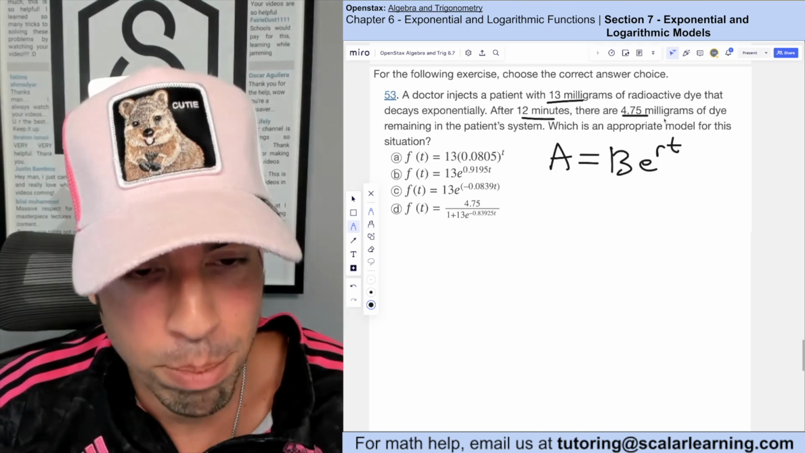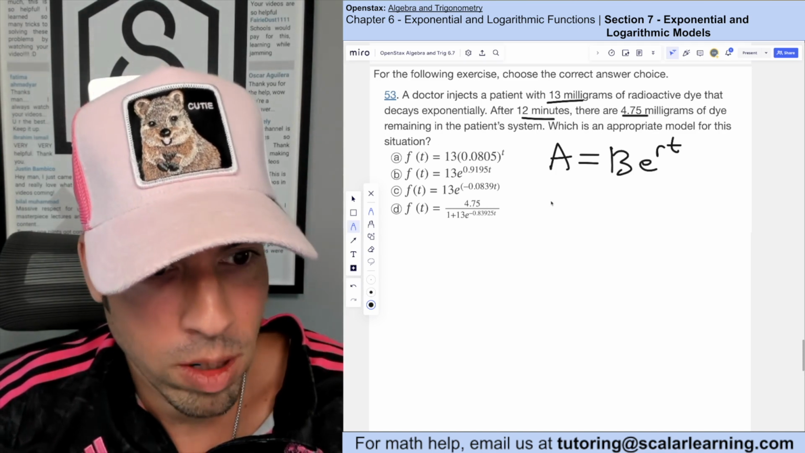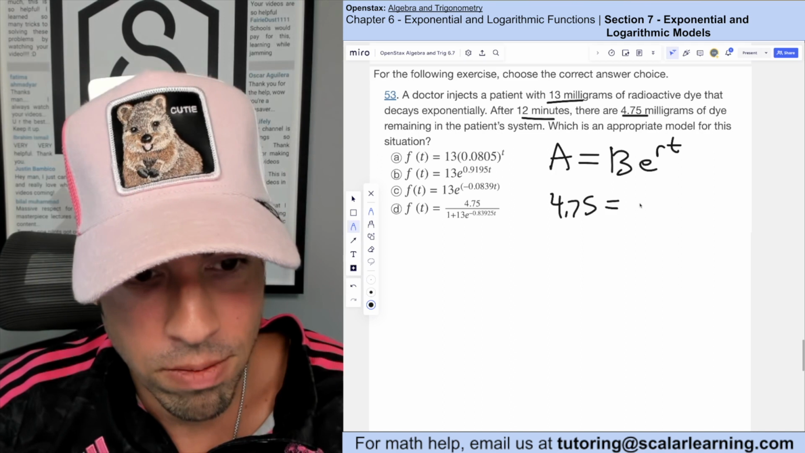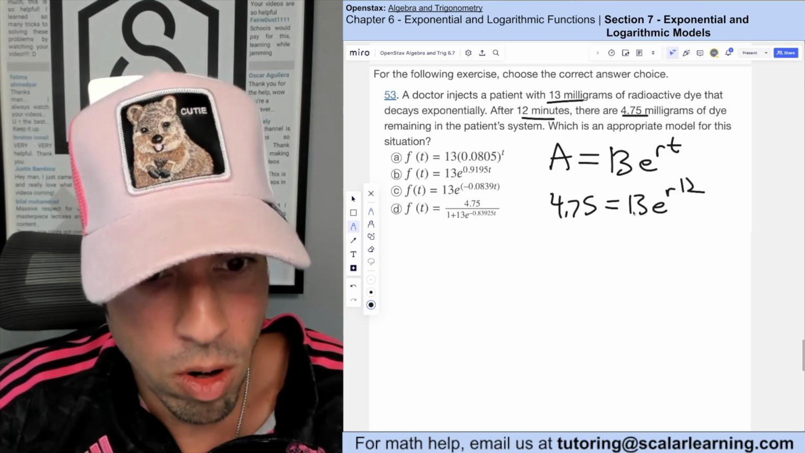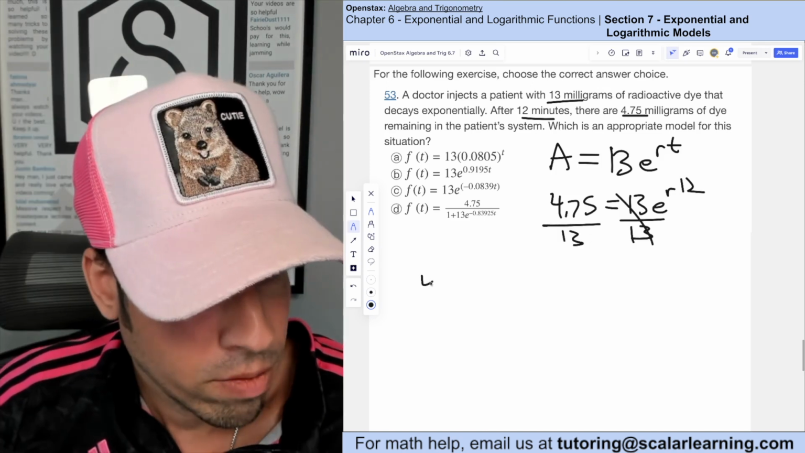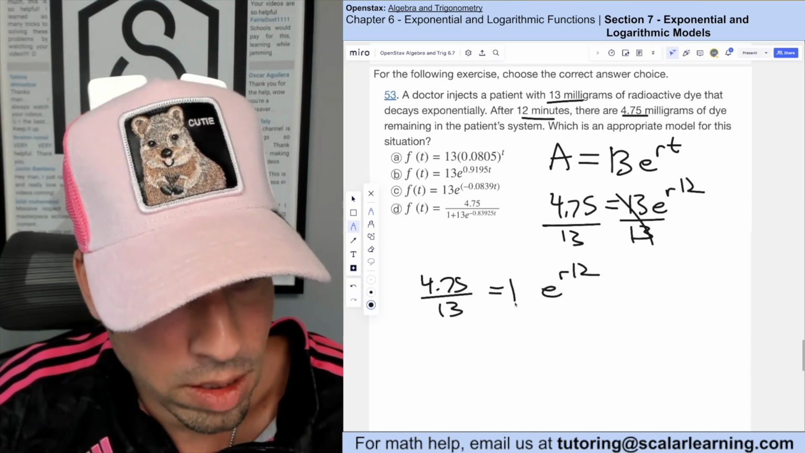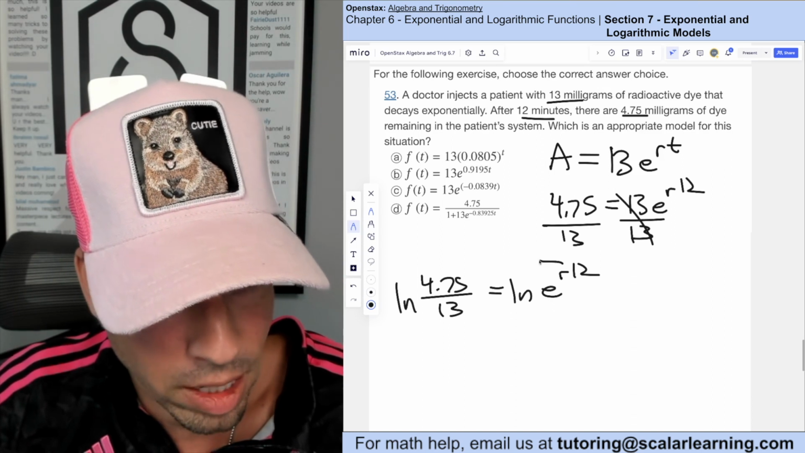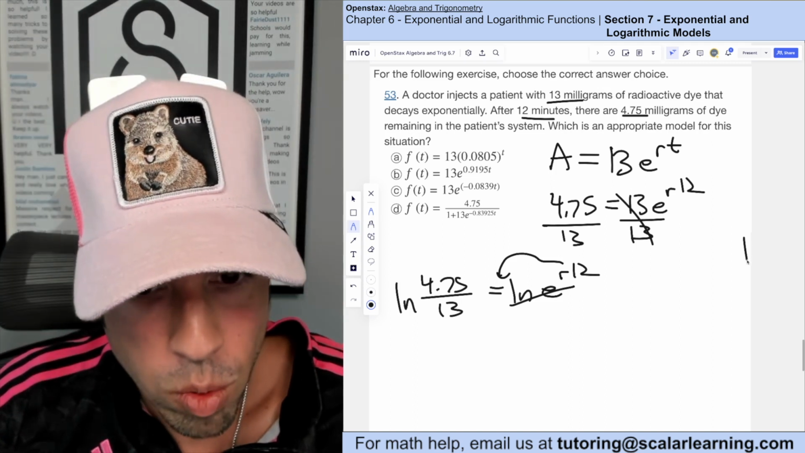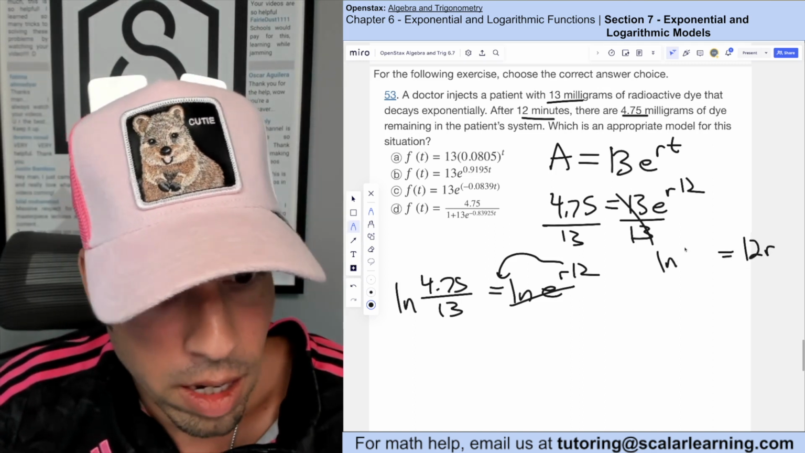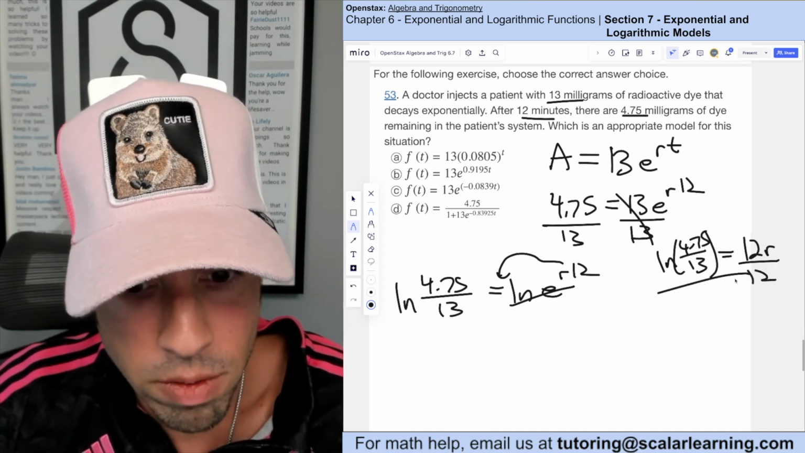And we don't know what r is, but we have this nice little additional piece of information where at 12 minutes, we have this many milligrams left. So A is that. So we got 4.75 left when t is 12. So r times 12, and now we can solve for r. I'm going to divide by 13 first, and then we have 4.75 over 13 equals e to the r 12. Then we're going to take natural log of both sides, because that's going to bring this exponent down, and also ln of e is 1, so that goes away. So now I have 12r equals ln of 4.75 over 13. Last but not least, we're going to divide by 12, and we're going to solve for r.